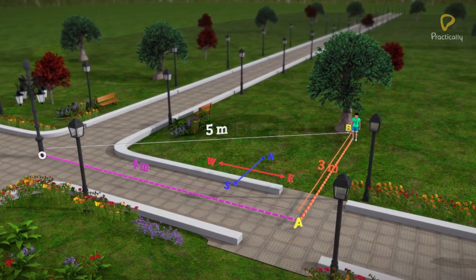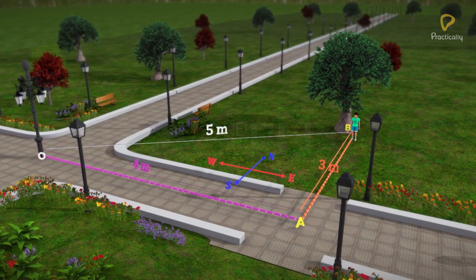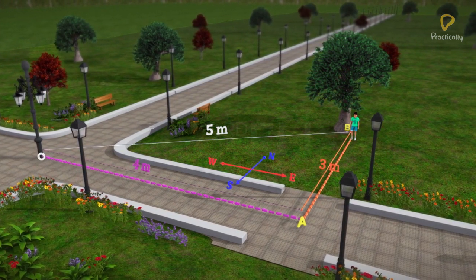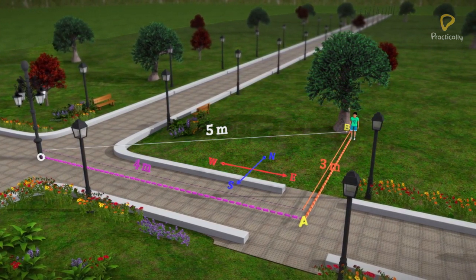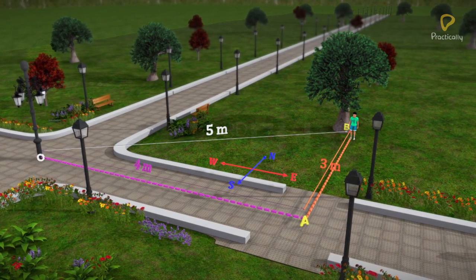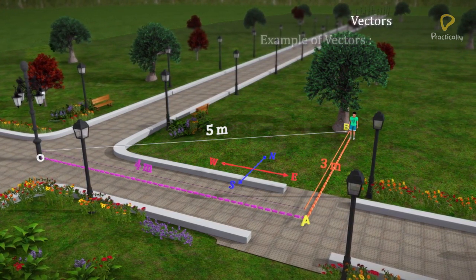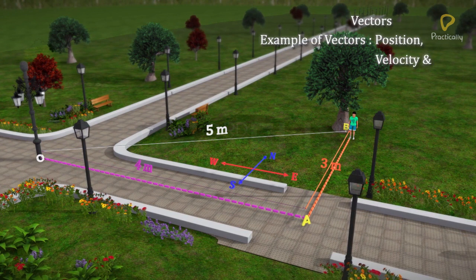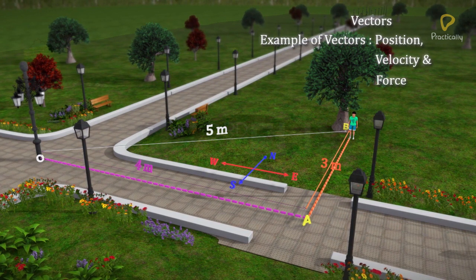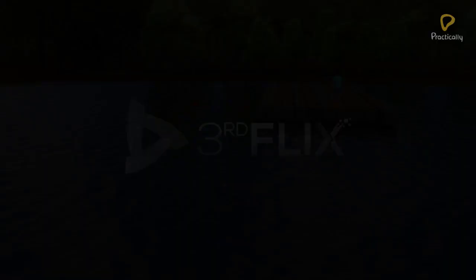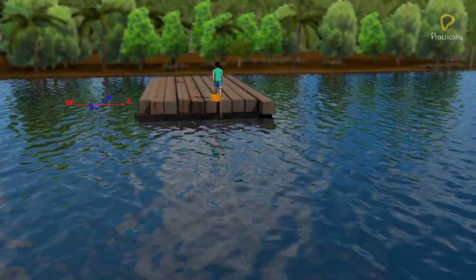Such quantities that require both magnitude and direction to be represented and cannot be added numerically are called vectors. Position, velocity, and force are some examples of vectors. Let us look at another example.